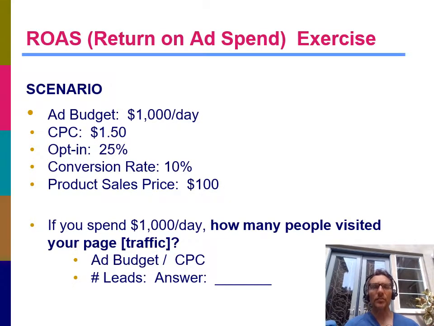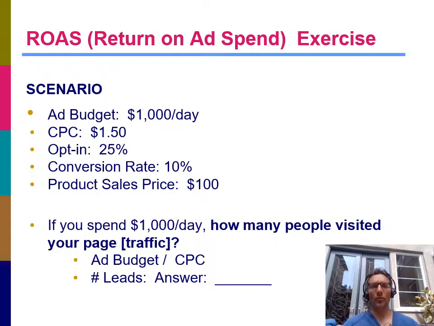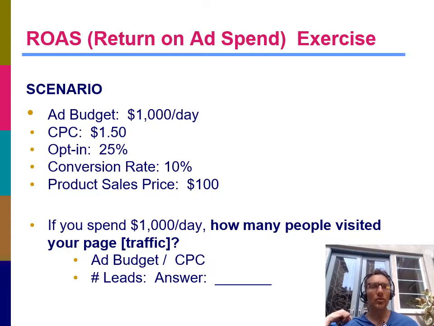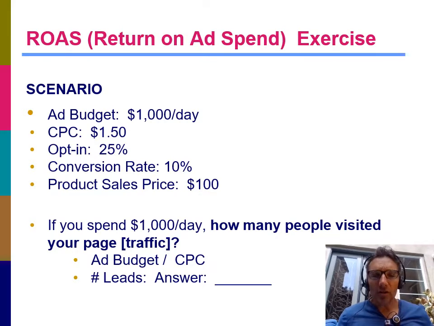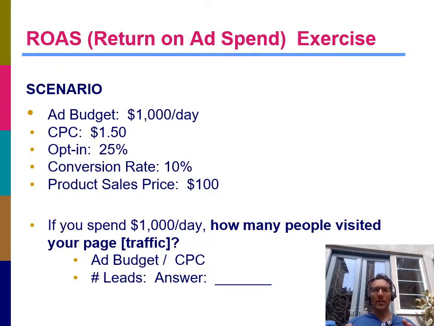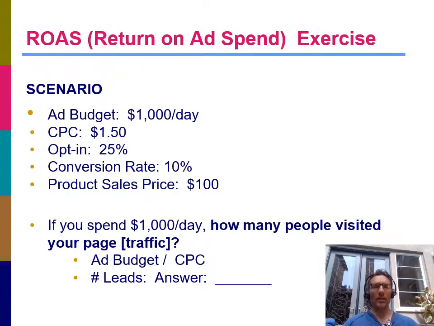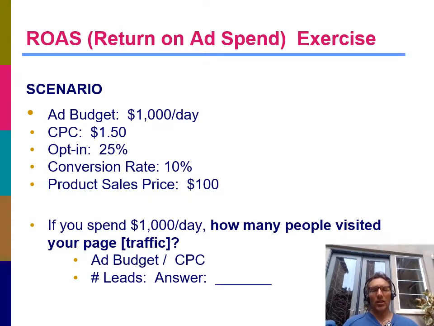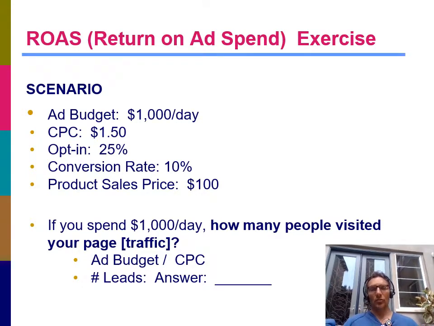All right, so let's run some numbers. Let's look at some metrics for the scenario that you see in front of you. So let's assume that you have an ad budget of $1,000 a day. Take out a piece of paper and jot that down. My ad budget is $1,000 a day. That's what I have to spend. That's a lot of money, right? That's $365,000 a year. Let's also assume that the cost per click, meaning the pay per click that you have to pay as an advertiser to reach your target audience, is $1.50 a click.